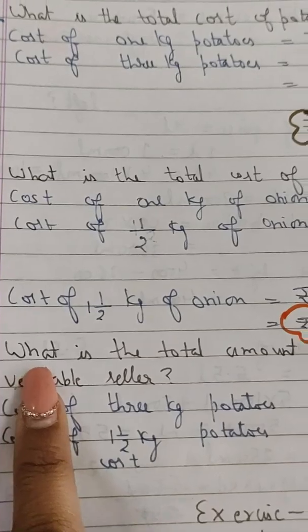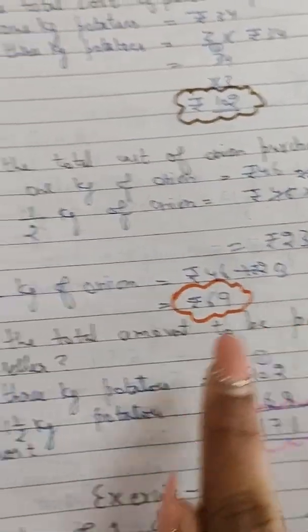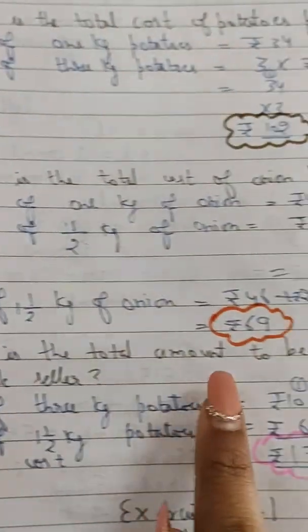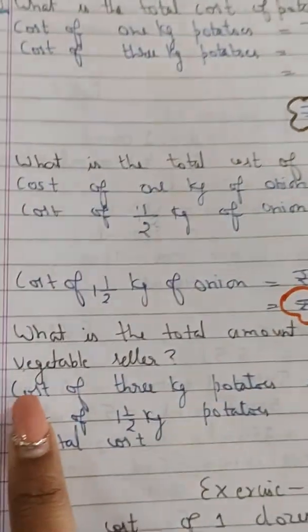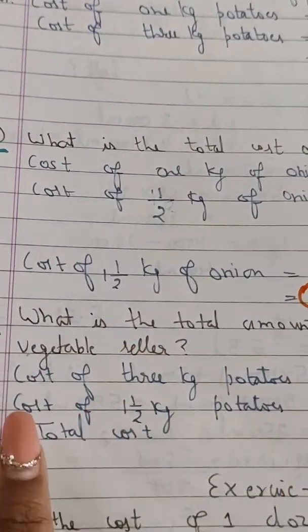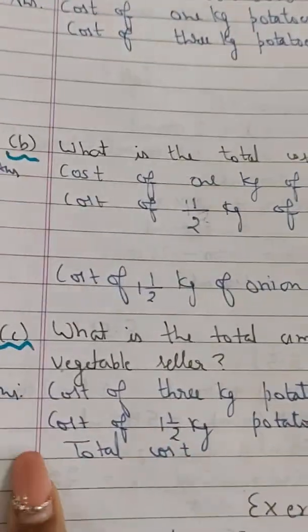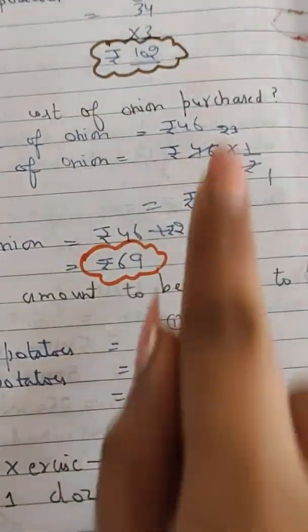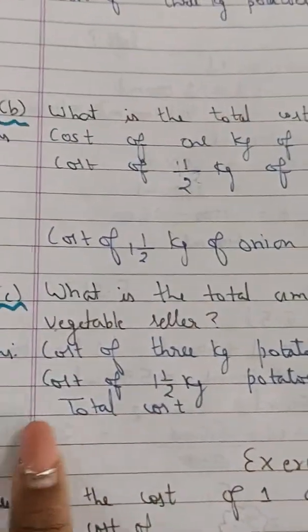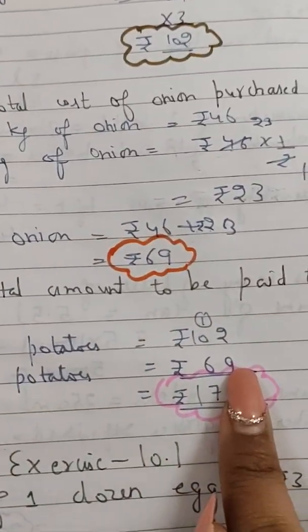Now we have to find what is the total amount to be paid to the vegetable seller. We have to find the total amount that we have to give to the vegetable seller. Cost of 3 kg of potato is 102. Cost of 1.5 kg of onion is 69, that we have found earlier. Now total cost will be, we will add these two.